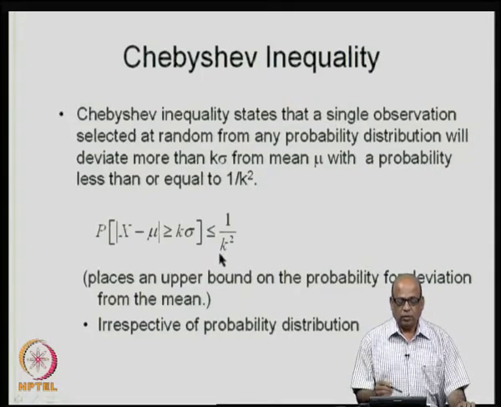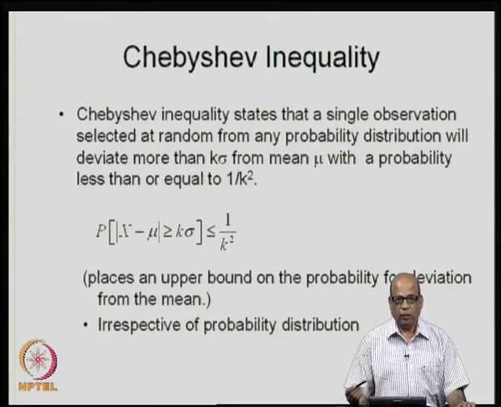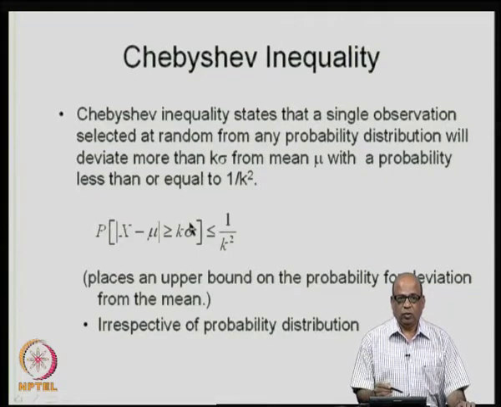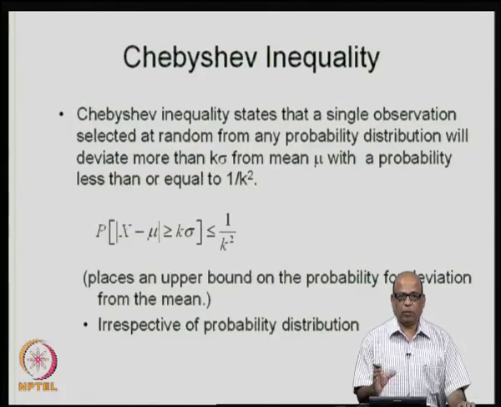So, here we are interested in what is the maximum probability with which a given value of x will differ from its mean by more than k sigma, let us say more than 1 sigma, 2 sigma, 1.5 sigma, etc. So, we are interested in how far the deviation is, what is the maximum probability by which it will differ from its mean on either side.